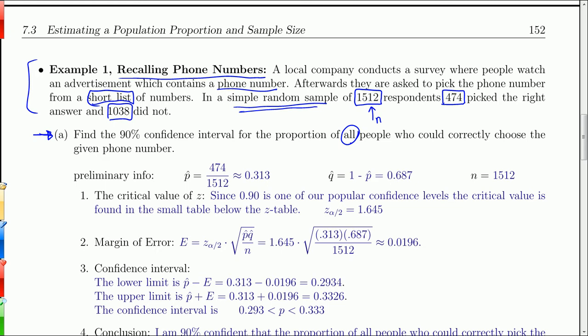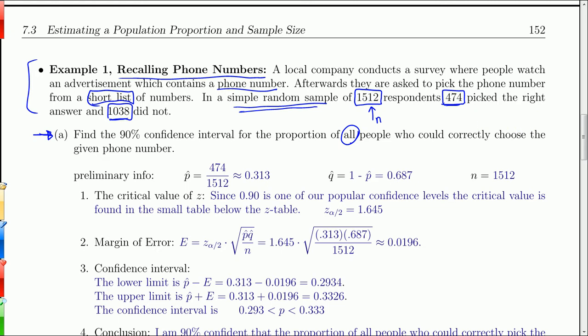And what else? Oh, success and failure. So there's two options. Success means they got it correct, and failure means they did not. So we got all of the requirements. Oh, wait, there was one more. We need at least 5 successes and at least 5 failures, right? And if you look, we have way over that. We have 474 successes, 1,038 failures. So we're good. All the requirements are met.